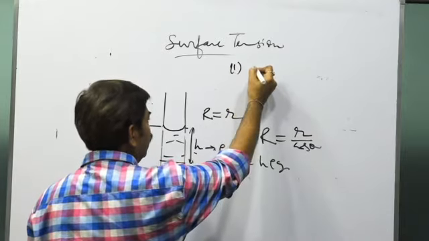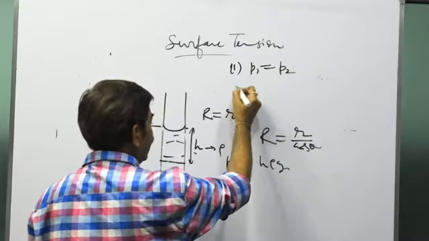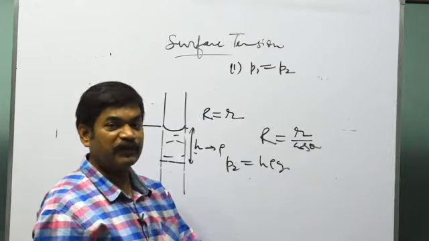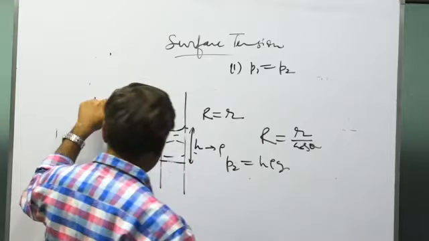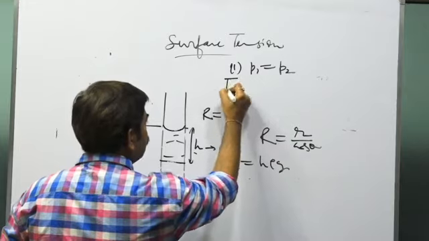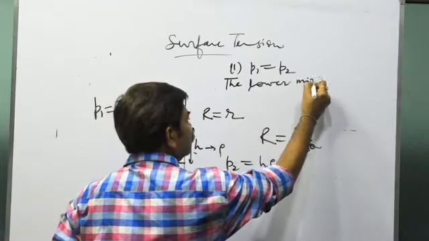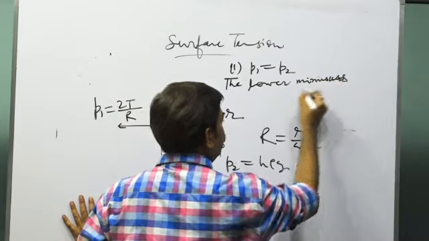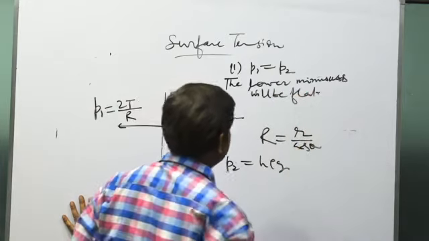First condition is that if you find that P1 is equal to P2, in that case the lower meniscus will be plane, because we don't need any pressure difference from that to support this column. This pressure difference is enough to balance H rho G. So in this case the lower meniscus will be flat, that is, it will be a plane surface.